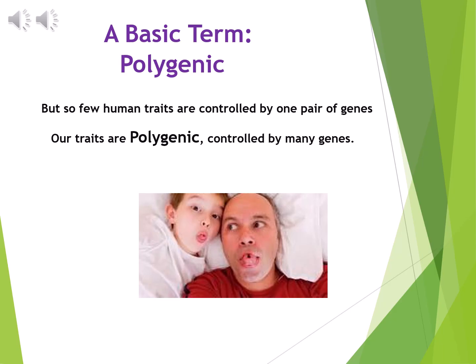So those are all controlled by one pair of genes, but most of our traits are indeed polygenetic. You should know that very few human traits are controlled by a single pair of genes. Most are polygenetic, meaning controlled by many, many genes. Traits that are polygenetic include height, weight, IQ, personality, mental health.